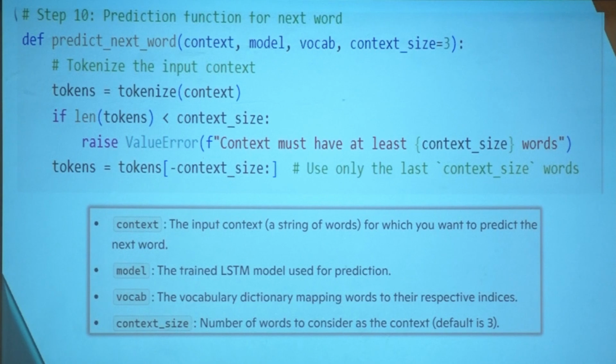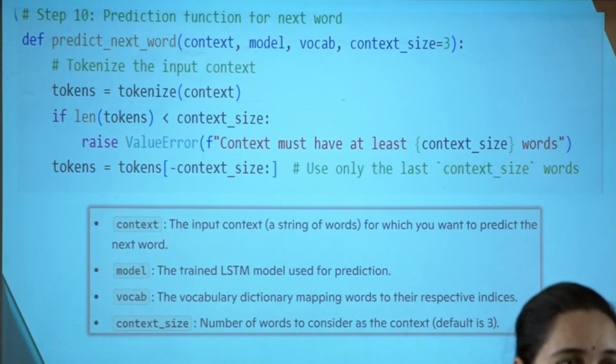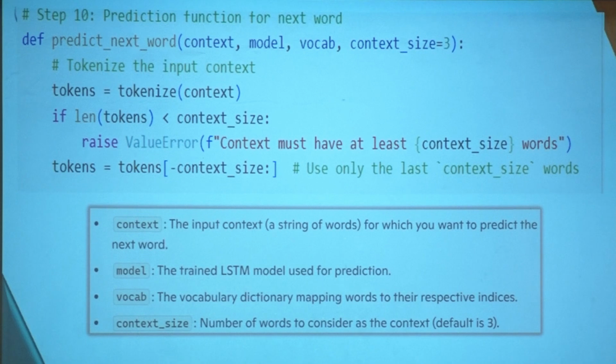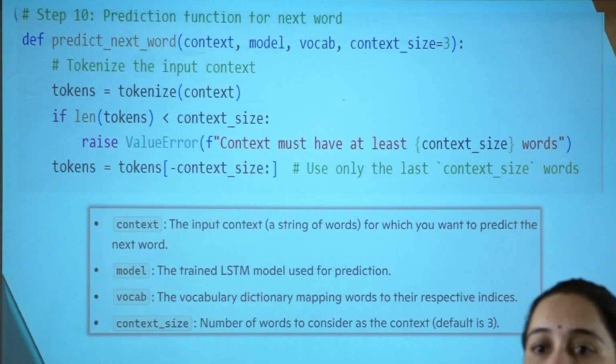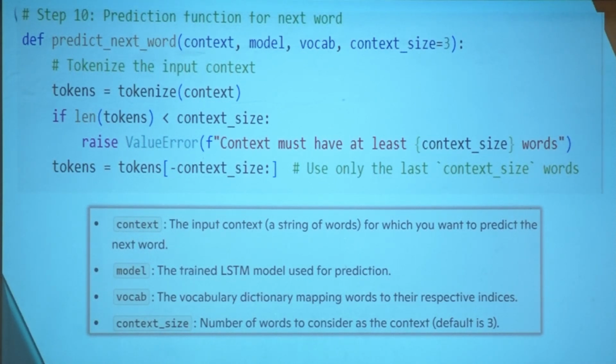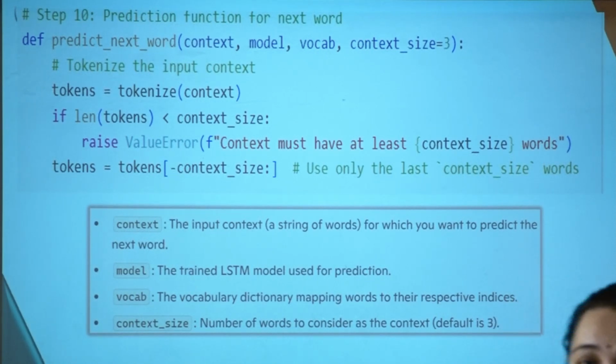Context must have at least so and so words, depending on your context size. So that is the first thing that is done. Next, suppose I give a very large sentence as my context, say 7 words. But out of those 7 words, it should take only 3, because we have built the entire model based on 3 context words. So even though I have typed 7 words as context, it should take only the last 3 words, and then generate the 4th word as the output. So that's what I am going to do here.